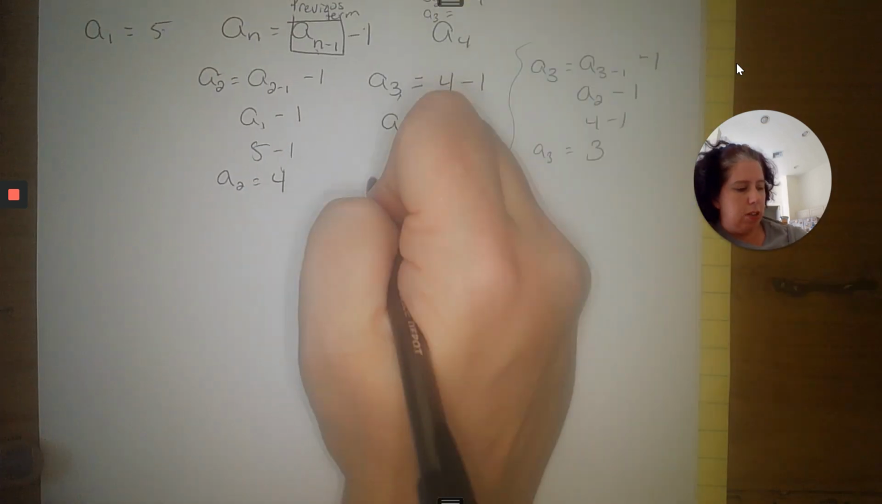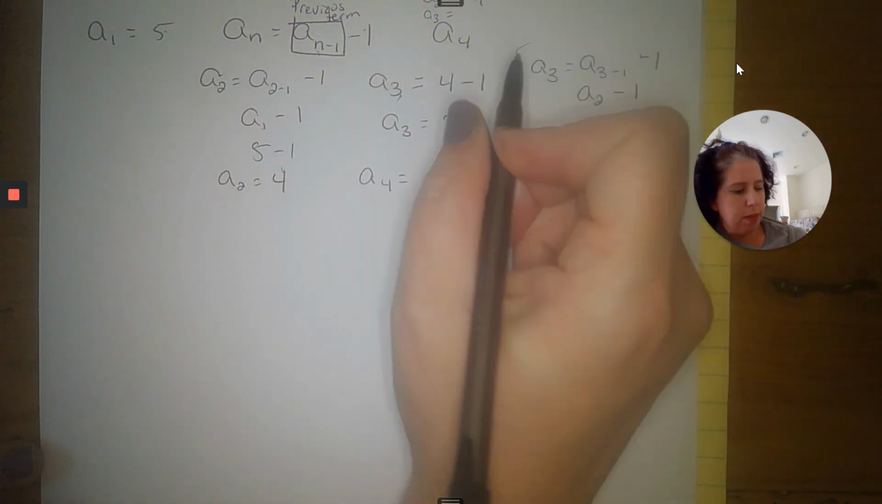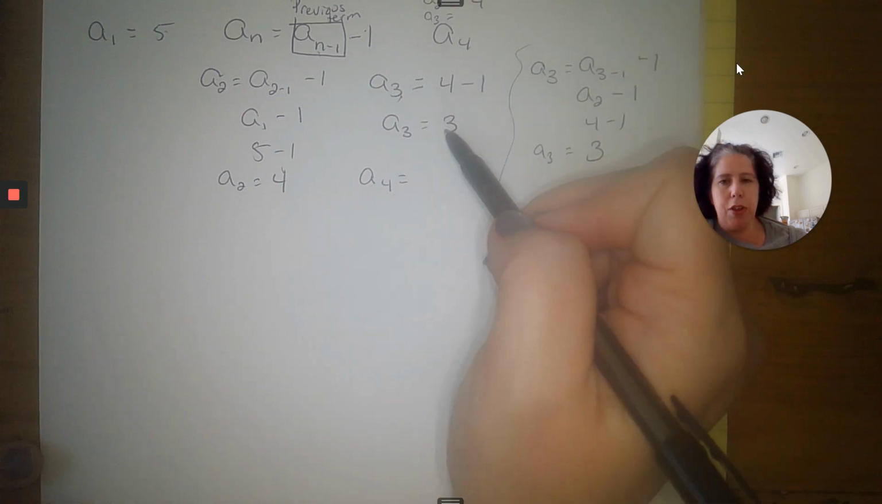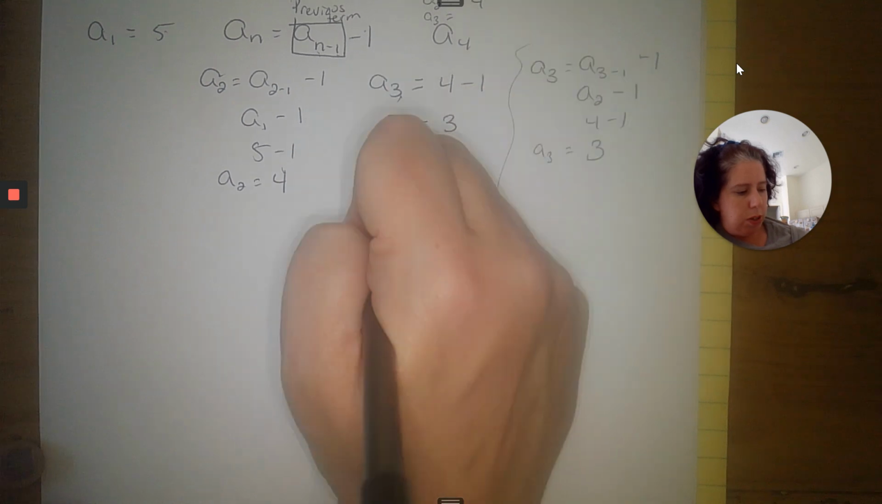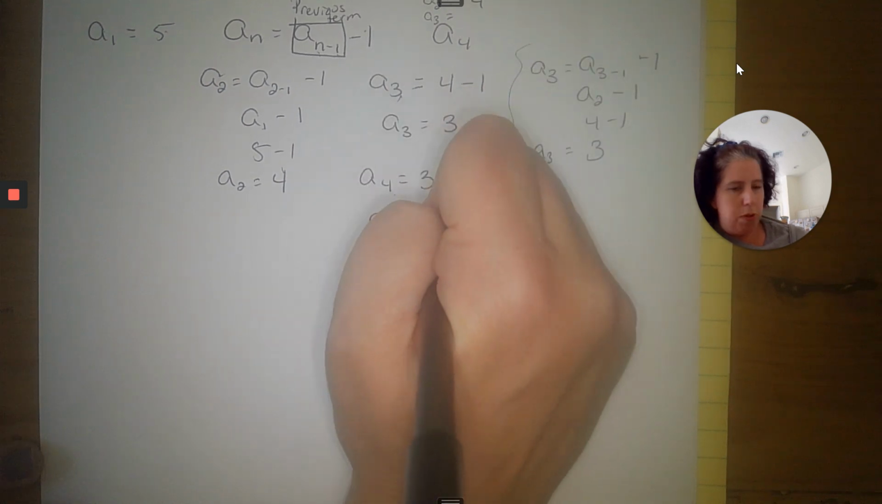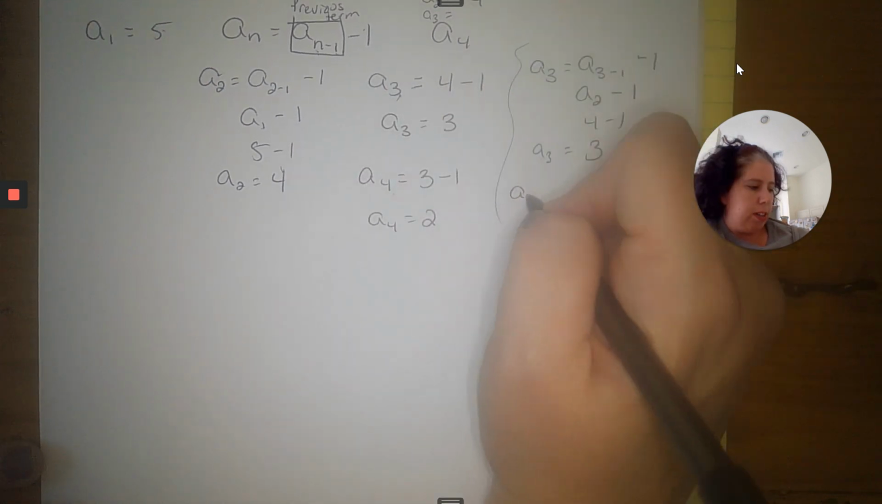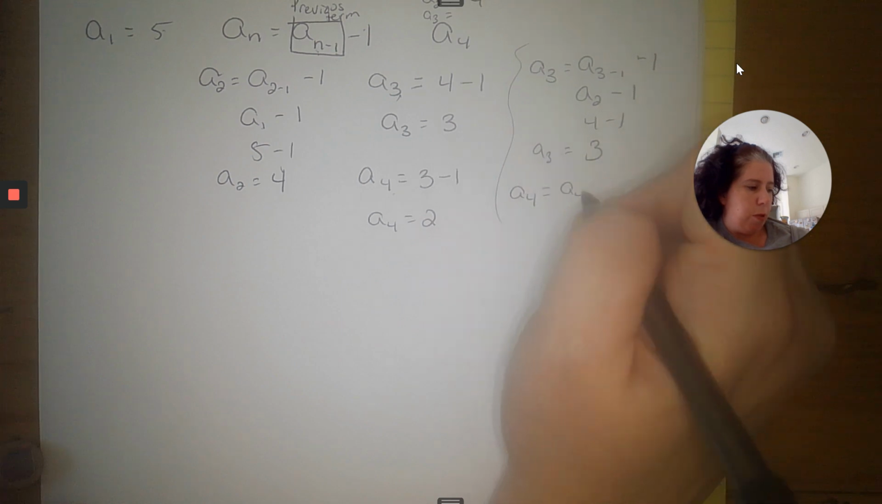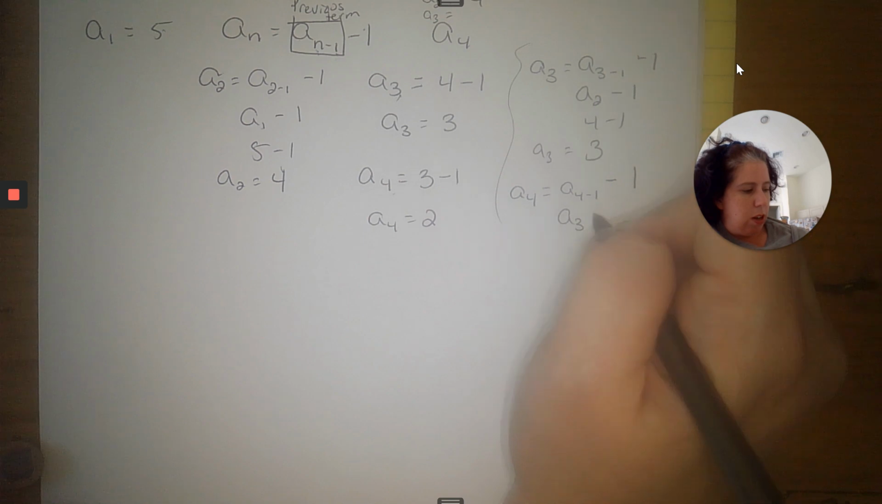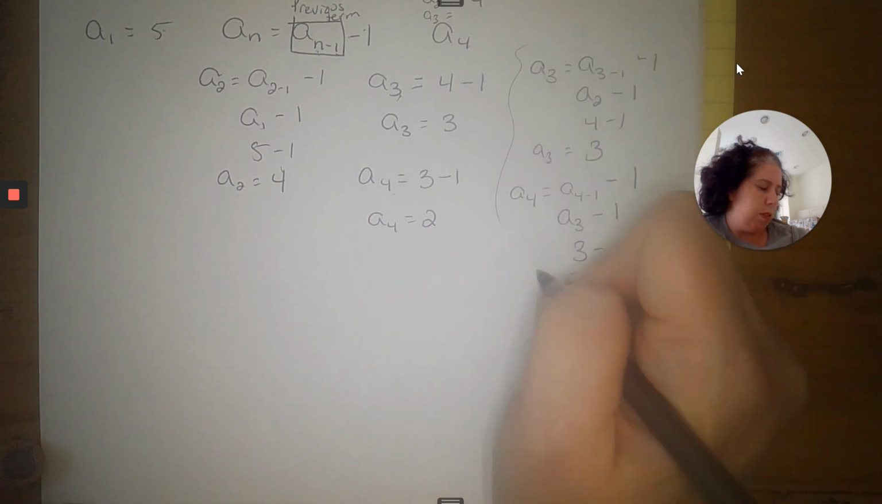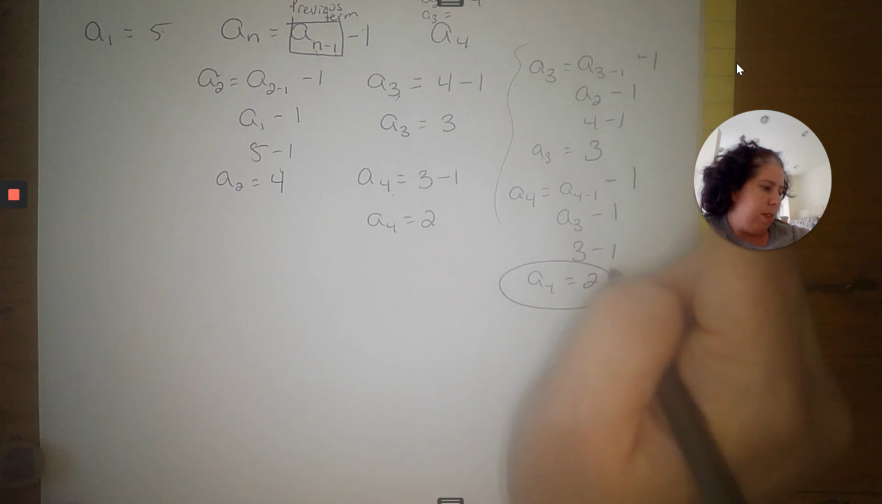Then I still got to find A4, right? So the short way would be take A3, because I want the previous term, right? So that's 3, subtract 1, so A4 is going to be 2. The long way, you're going to get the same thing. So A4 is A sub 4 minus 1 and then minus 1. So that says take A3 and subtract 1. A3 was 3, so 3 minus 1, so A4 is 2.